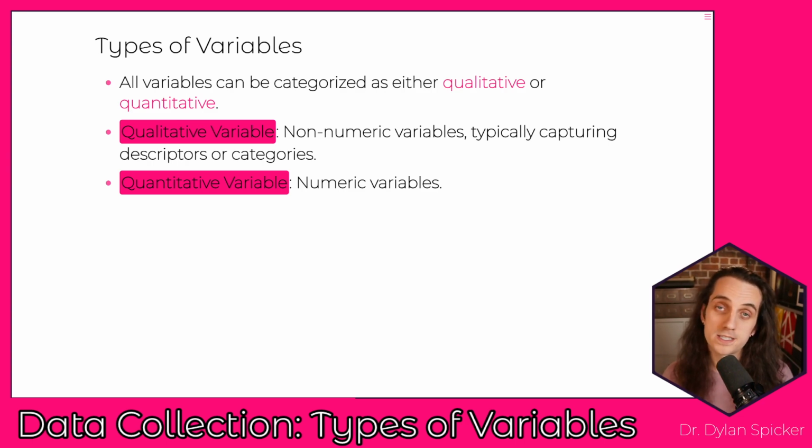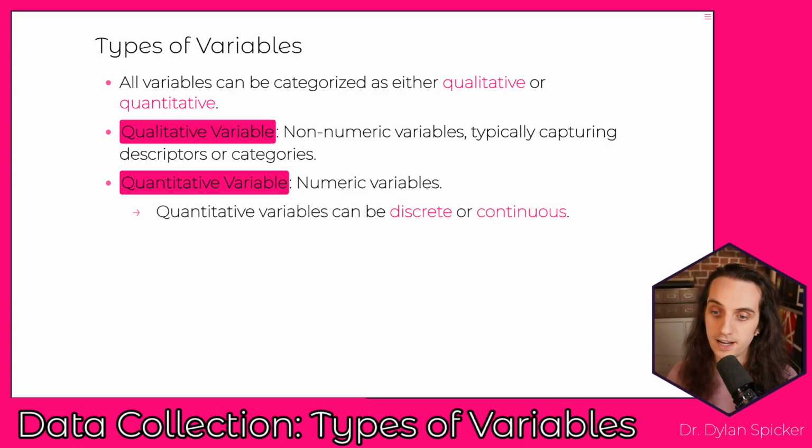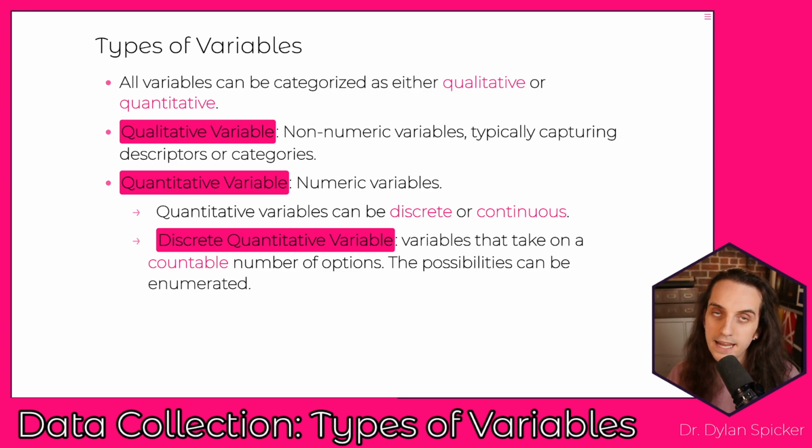Now, quantitative variables themselves can actually be further divided, right? And so we can either think about discrete or continuous quantitative variables. A discrete quantitative variable is any variable that takes on a countable number of possibilities, right? And so the possibilities can be enumerated. When we say that it's countable, what we really mean is that you could start to put a list together of all of the different possible options here, right? So there could be, say, 1, 2, 3, 4, 5, and so forth. We can put together that list.